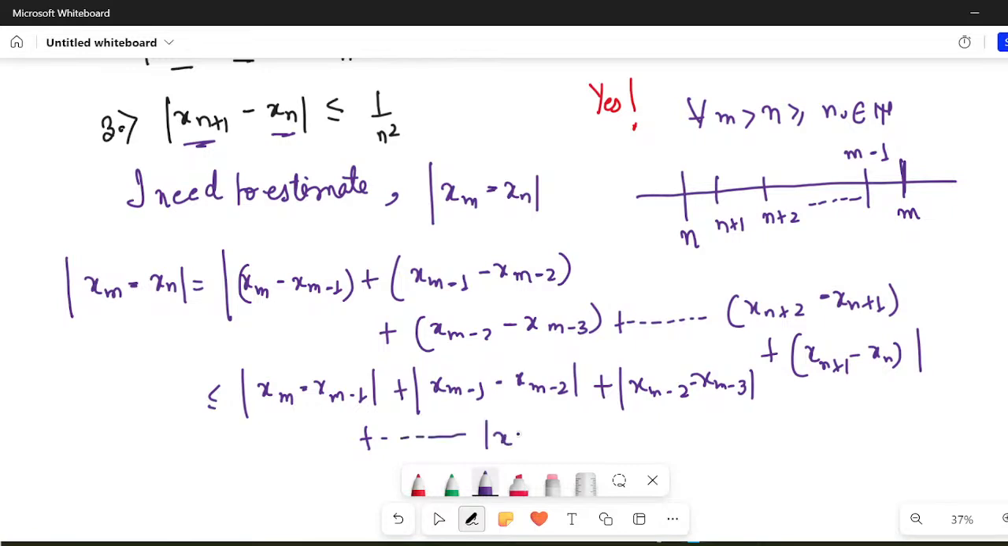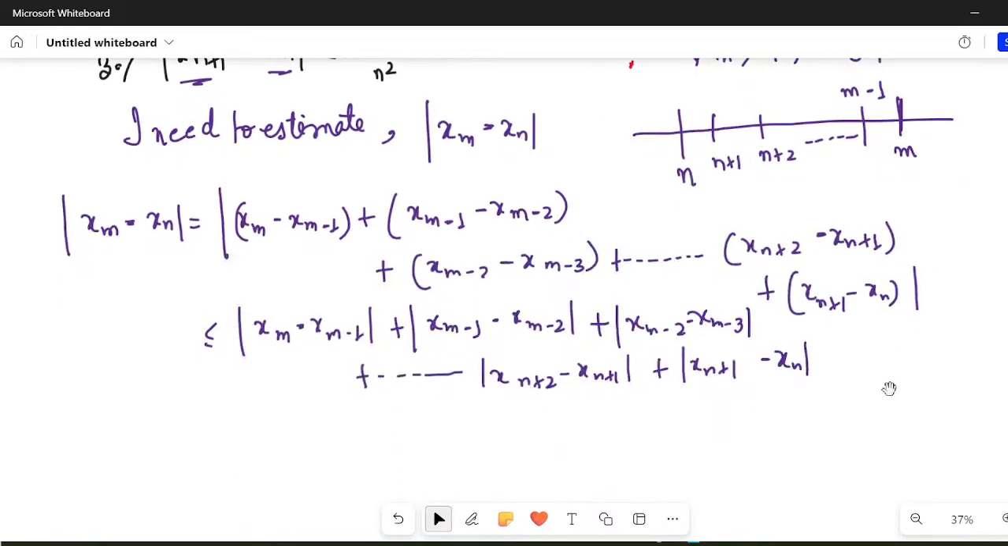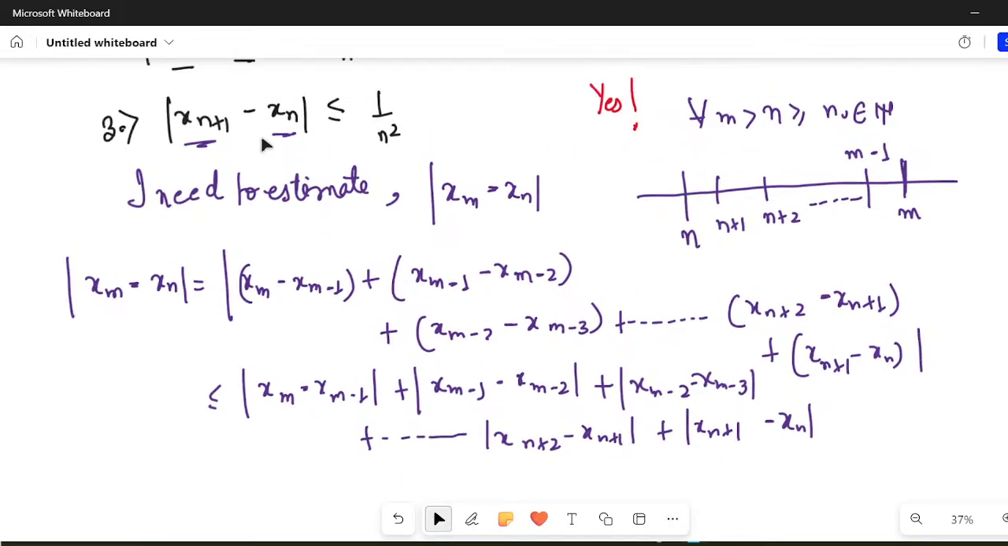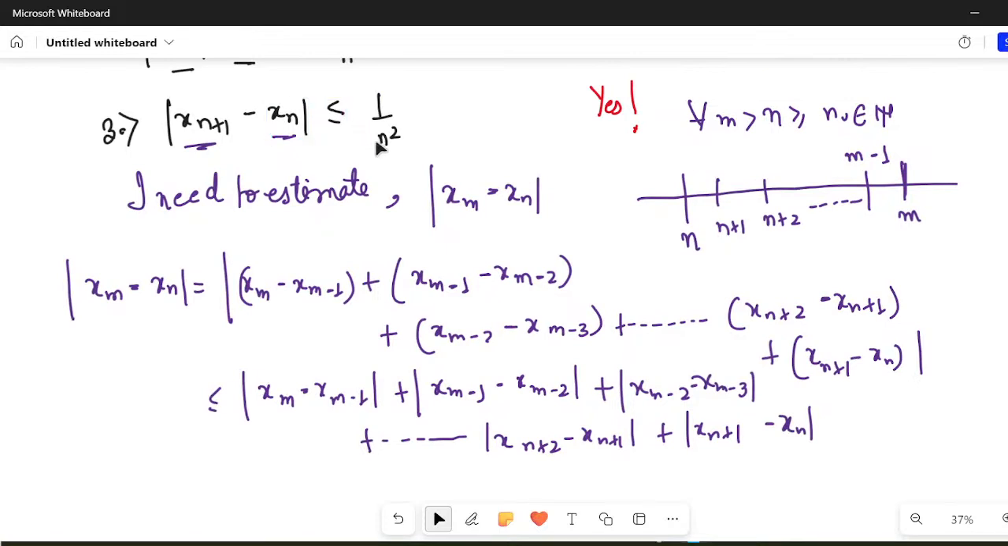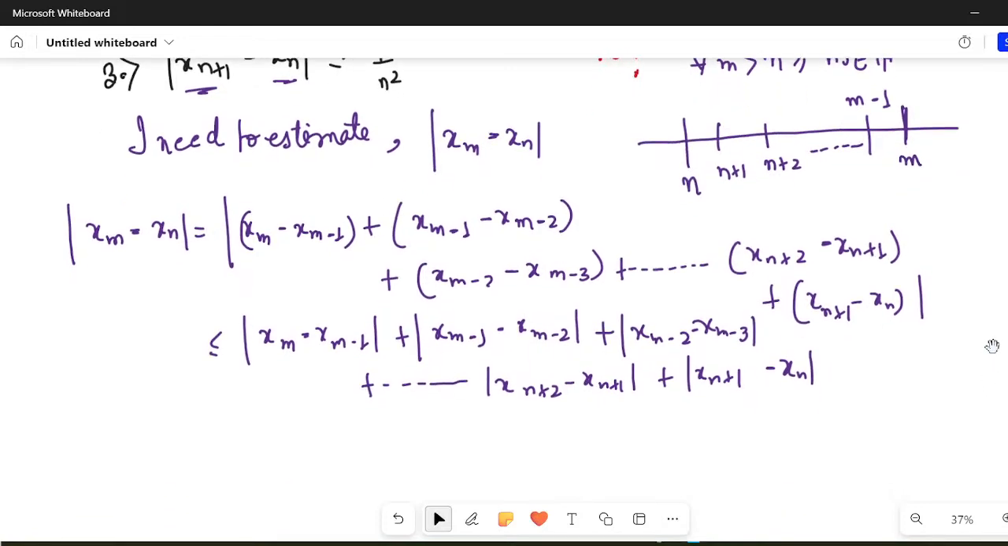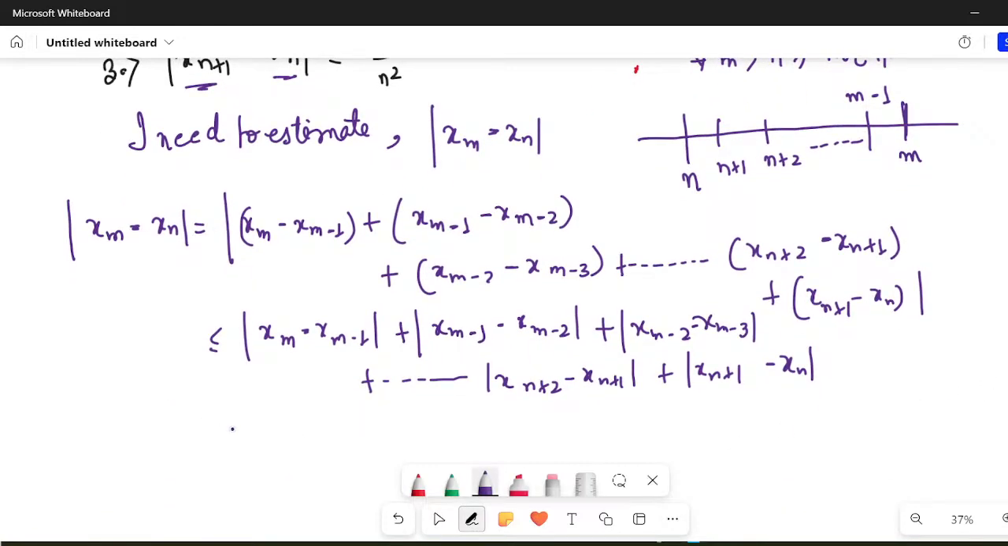I can write |x_{n+2} − x_{n+1}| + |x_{n+1} − x_n|. Okay, now this is one thing. Now I already know that |x_{n+1} − x_n| is less than or equal to 1 upon n square. So if I write in that way, what would it be equal to?